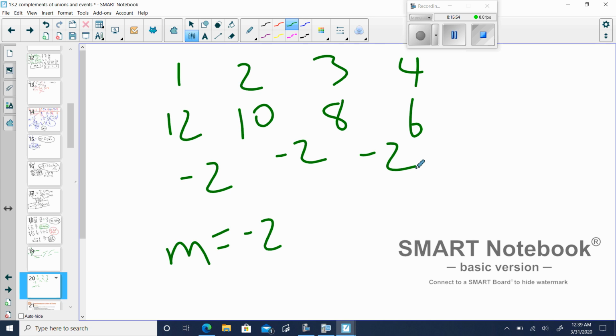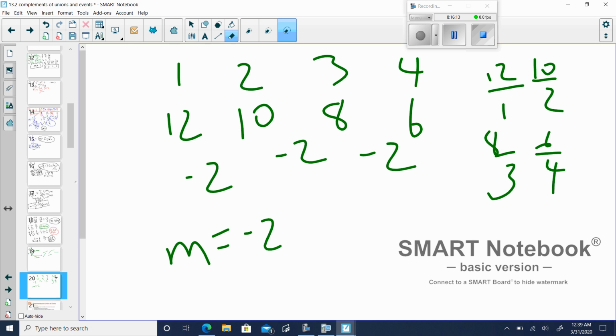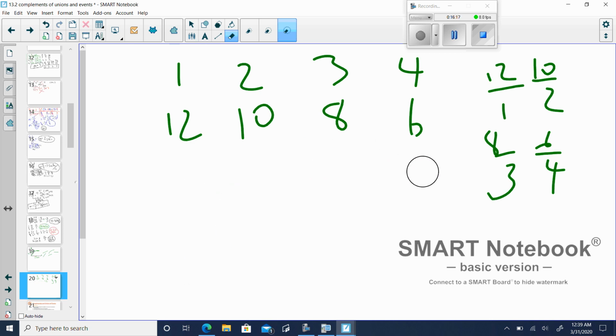But here's the thing, though. We're talking about proportional, though, guys. So we have to look at our B over A. So 12 over 1, 10 over 2, 8 over 3, 6 over 4. That's where it falls apart. All right. So this is linear, but it's not a proportional linear relationship.